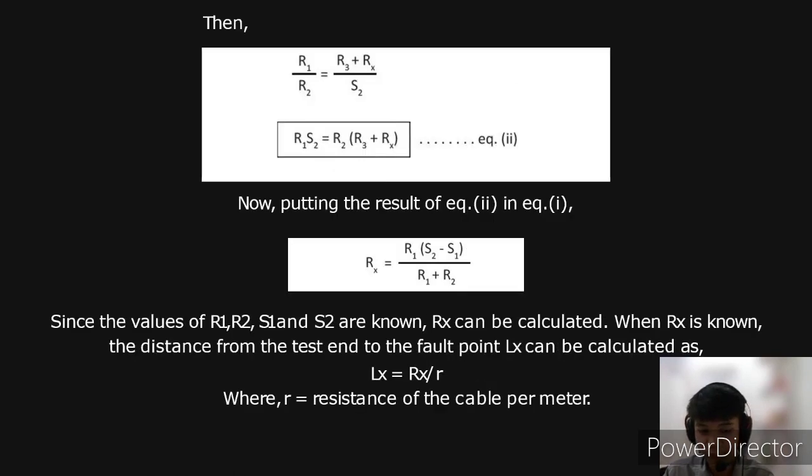Lastly, we put the result of equation 2 in equation 1 and we get Rs equal to R1 (S2 minus S1) divided by (R1 plus R2). Since the values of R1, R2, S1 and S2 are known, Rs can be calculated. When Rs is known, the distance from the test end to the fault point Ls can be calculated as Ls equal to Rs divided by R, where R is the resistance of the cable per meter.